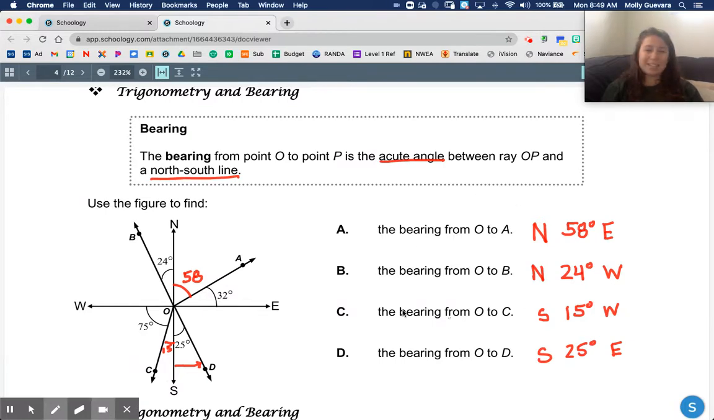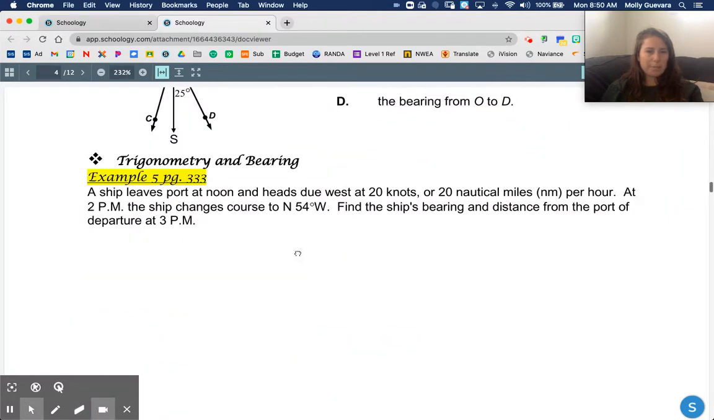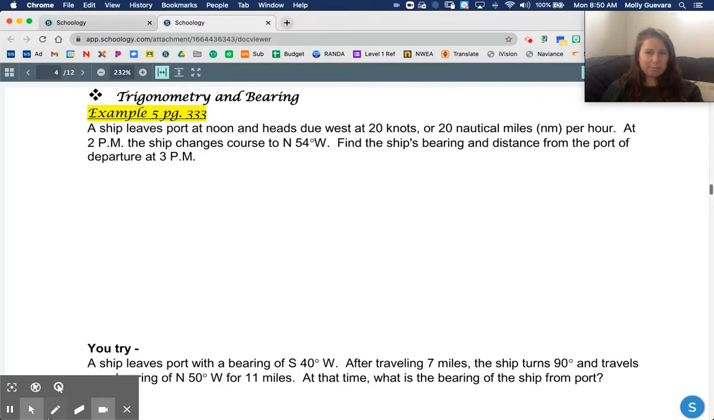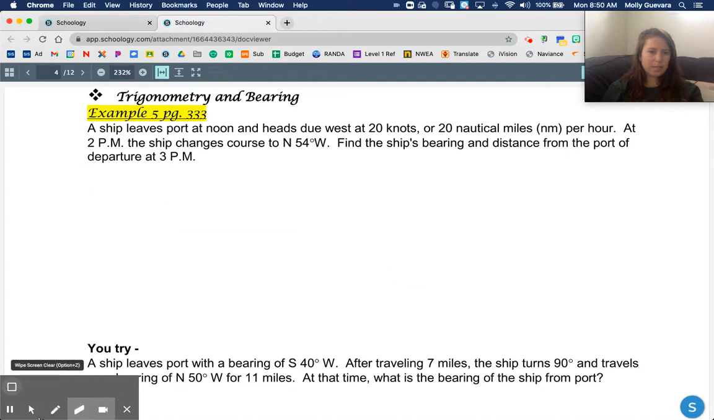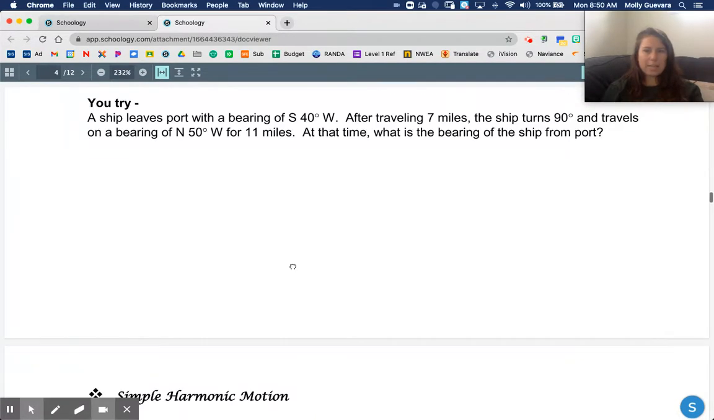And what this allows us to do is solve some real world problems by just giving us the bearings. So what we're going to look at, we're actually going to skip example 5. It's missing some information, so we can't really do it. So we're going to do the you try together then instead.